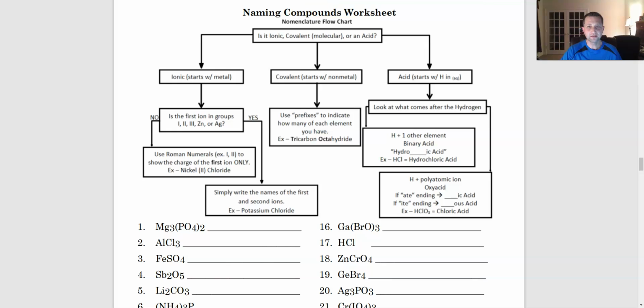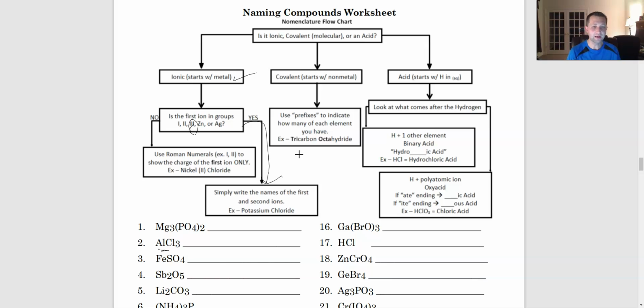So let's try the next one. Next one is obviously number 2, AlCl3. Okay, so again, is it ionic, covalent, or acidic? It starts with aluminum. Aluminum is a metal, so we're here. Is aluminum in group 1, 2, 3, or 13? We talked about that in class: 3 and 13, depending on your periodic table, is the same group. Zinc or silver? The answer to that question is yes, because aluminum is in group 13 or 3. So again, we're down here. Simply write the names of the first and second ions.